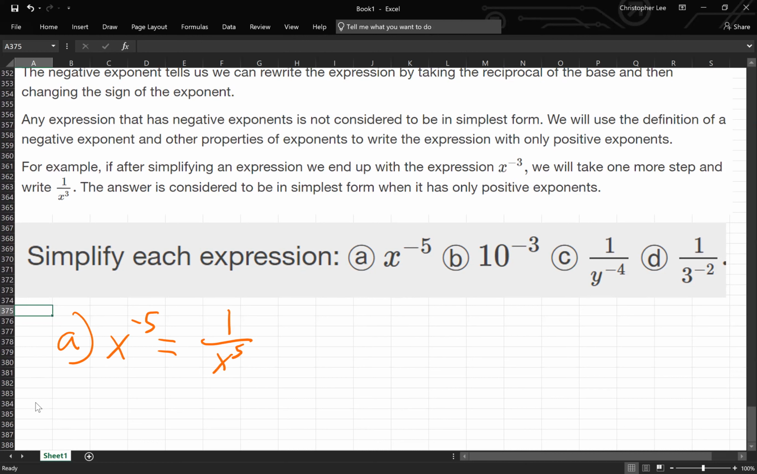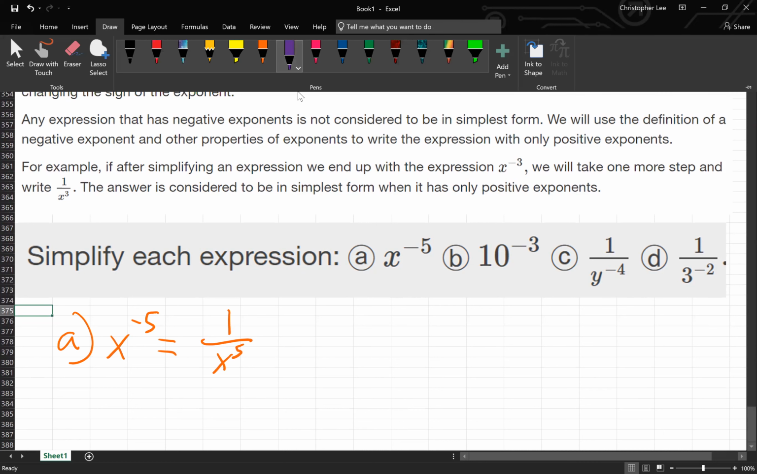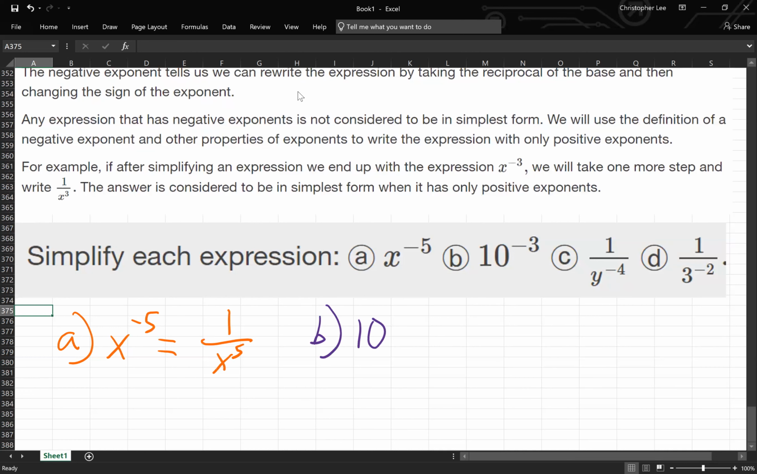Good? All right, let's try it again. So for B, I got 10 to the negative 3 power. So what am I going to do with that? I'm going to just throw it in the denominator, make it positive. It's 1 over 10 to the third. Questions on it? All right, cool.